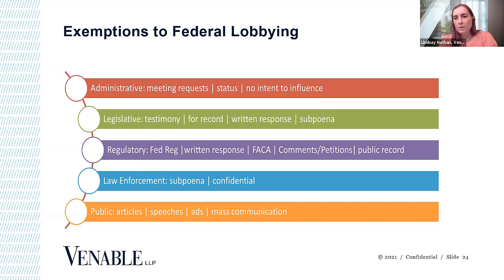On that mass communication section, I want to highlight that grassroots lobbying is not covered under the Federal Lobbying Disclosure Act definition of lobbying.